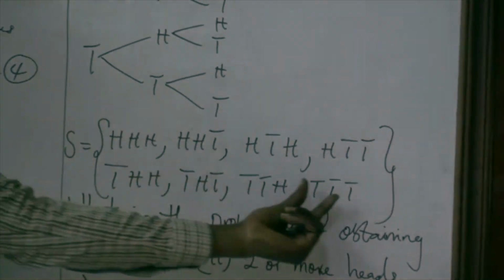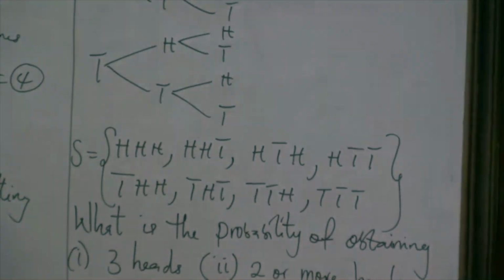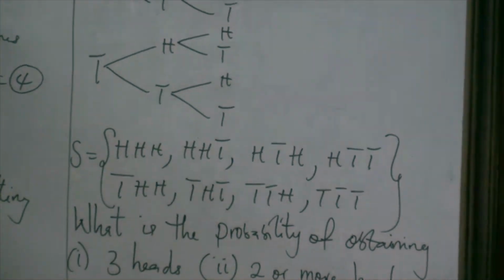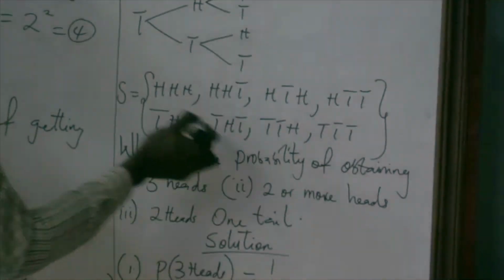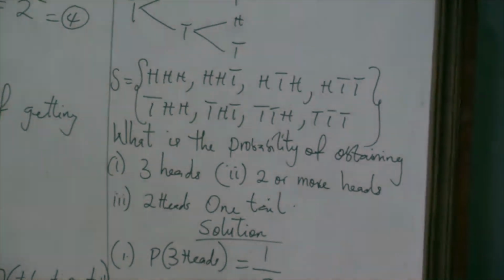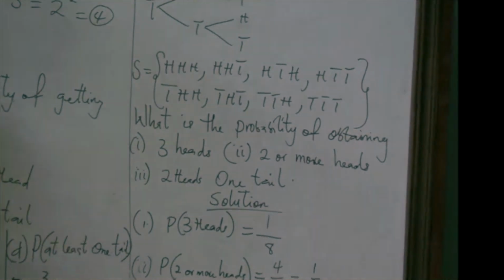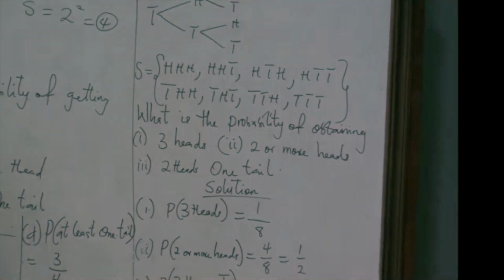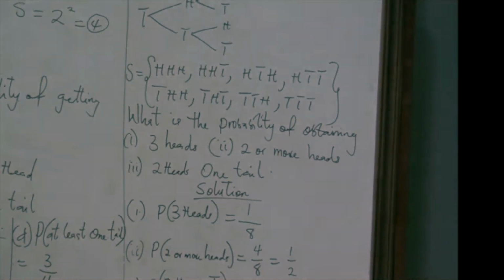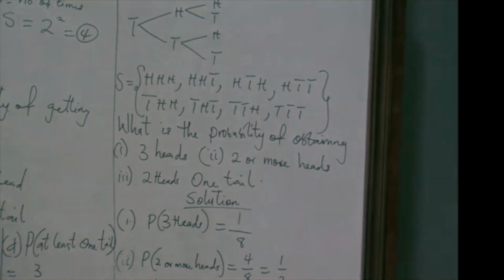I mean, one of the outcomes having 3 tails. So this is 1 divided by 8, total possible outcome: 1, 2, 3, 4, 5, 6, 7, 8. Number 2, 2 or more heads. That is also talking about at least 2 heads. 2 or more heads is also talking about at least 2 heads.